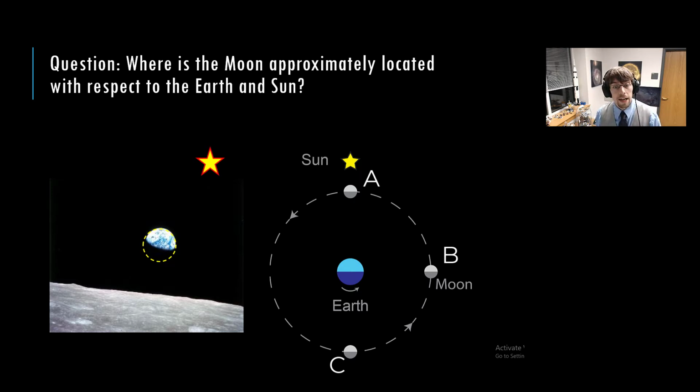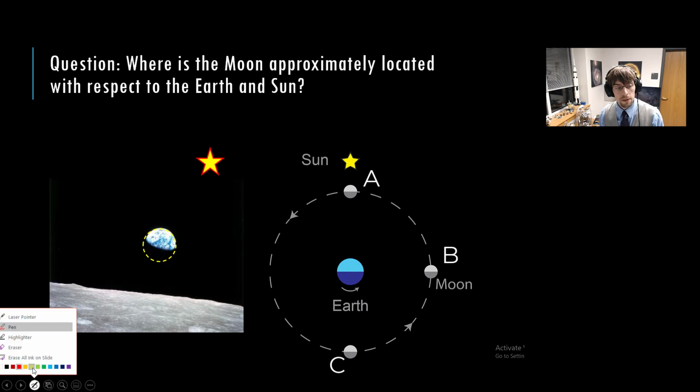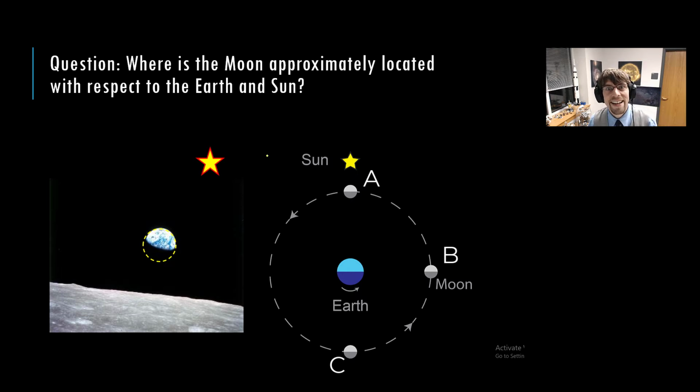So let's say now that the moon is at position A. The moon is right here, and you are standing on the earth. Next question for you. How much of the illuminated portion of the moon will you be able to see? Survey says none. Good, right?